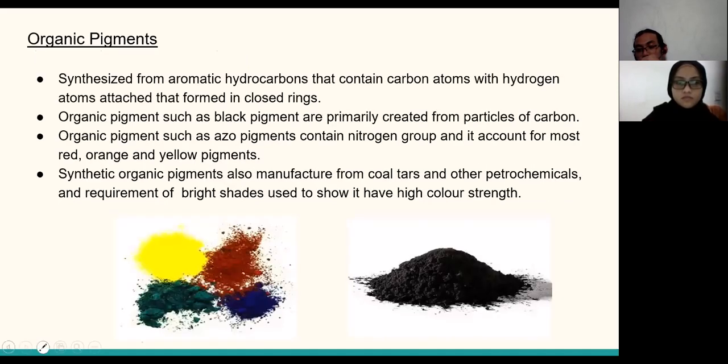The raw material of organic pigment is obtained by synthesis of aromatic hydrocarbons that contain a structure of carbon atoms with hydrogen atoms attached together to form a closed ring. Followed by black pigment, which is an example of organic pigment, primarily created from particles of carbon. Then azo pigment, which is another example of organic pigment, contains a nitrogen group, and accounts for most red, orange, and yellow pigments. Next, synthetic organic pigment is manufactured from coal tar and other petrochemicals, and the requirement of bright shades is what it actually has.